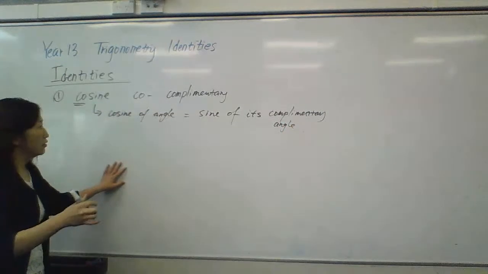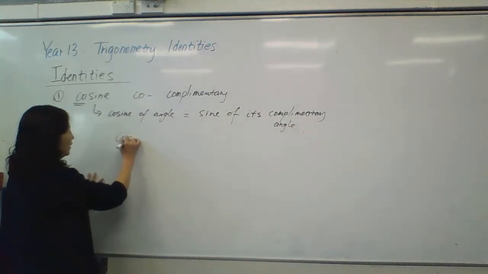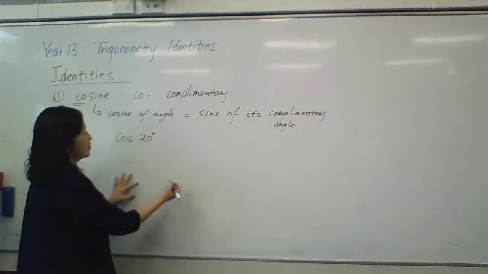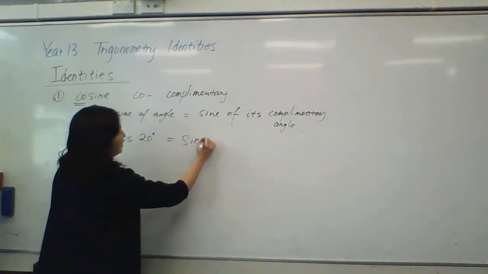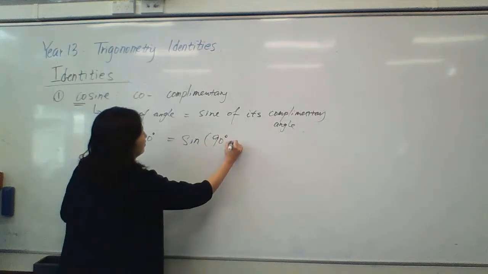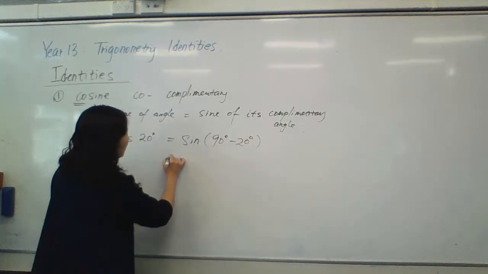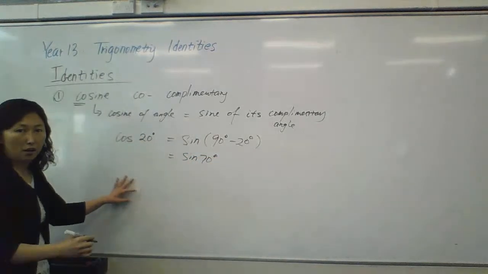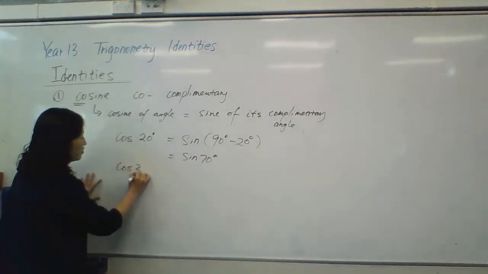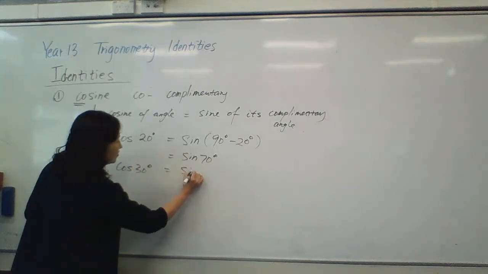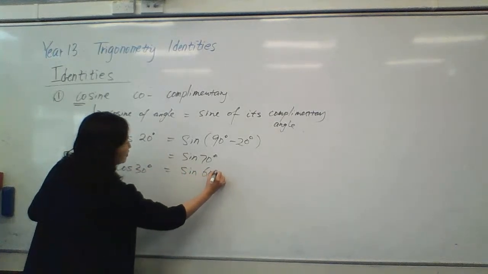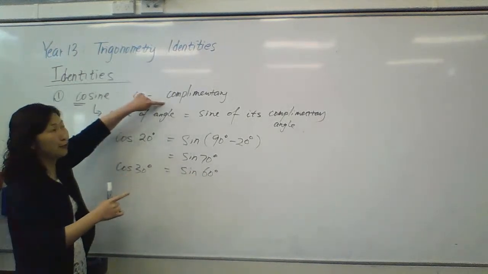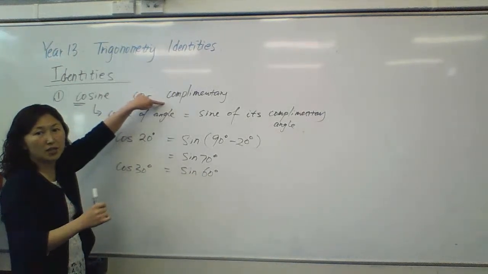What that means is, if I have cosine 20 degrees, this is equivalent to sine 90 take away 20 degrees. So there'll be sine 70 degrees. Okay? So if I say I have cosine 30 degrees, that'll be the same as sine 60 degrees, because 60 and 30 will make 90 degrees. So that actually fulfills the meaning of complementary here.